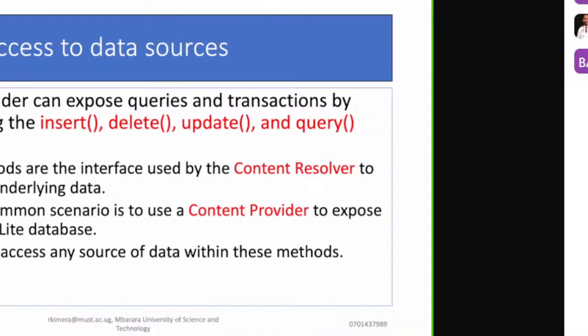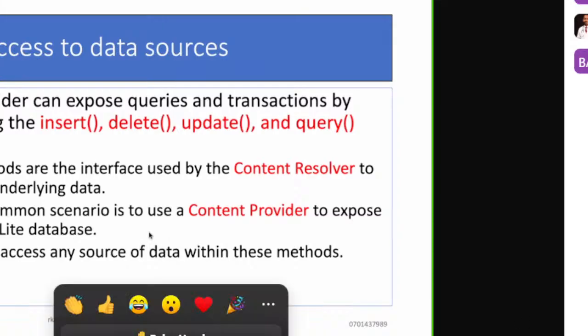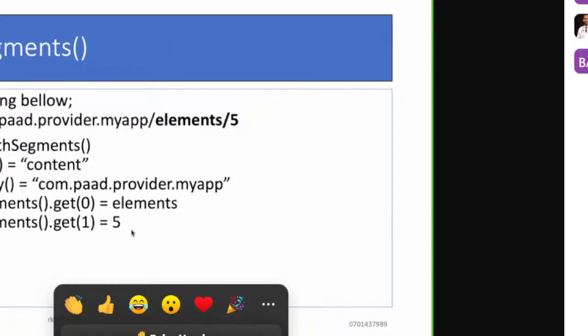But the issue here is that we are just exposing them. So these methods are the interface used by the content provider to access the underlying data. The most common scenario is to use a content provider to expose a private SQLite database, like we talked about. But you can also access any source of data within these methods. So we are saying given a URI, now we know how to construct URIs. And once you have this extra value, you're trying to access one specific record.